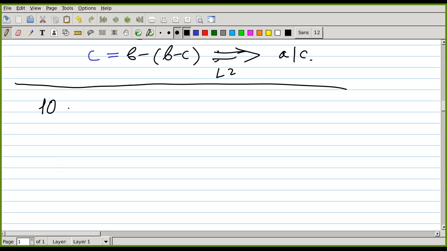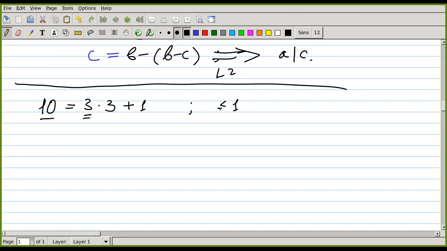First of all, let's consider some example. Say we wanted to divide 10 by 3. 10 is not divisible by 3. But nevertheless, we can say that 10 equals 3 multiplied by 3 plus 1. And here 1 is what?